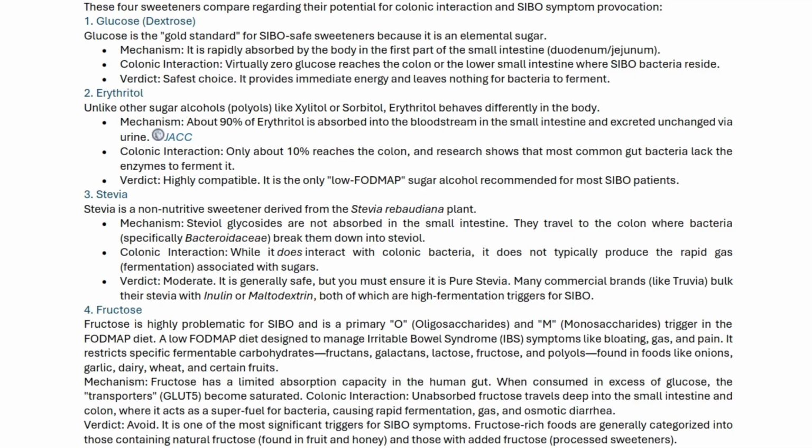Fructose is highlighted as a problematic sweetener for SIBO, being a primary trigger in the FODMAP diet. Its limited absorption capacity can lead to saturation of transporters, resulting in unabsorbed fructose reaching the colon and causing rapid fermentation, gas, and osmotic diarrhea. Therefore, it is advised to avoid fructose, as it significantly exacerbates SIBO symptoms.